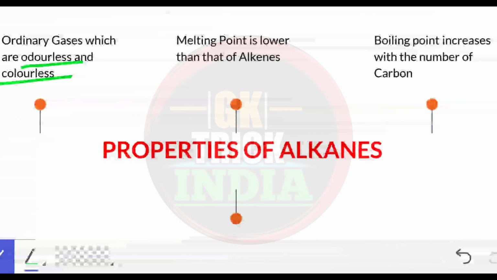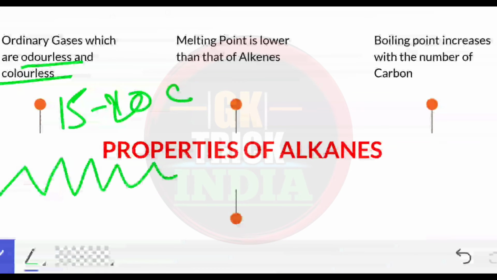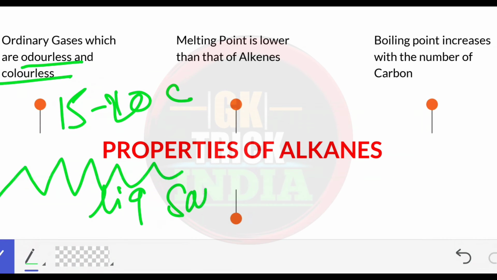On going to the higher homologues, when you increase the carbon atoms, like when you have 15 to around 20 carbon atoms in a long chain, then due to the intermolecular forces, they might be present in the liquid form at normal room temperature, and even higher, they might be present as solids. But this requires a lot of carbon atoms.